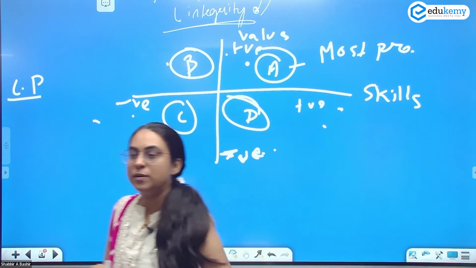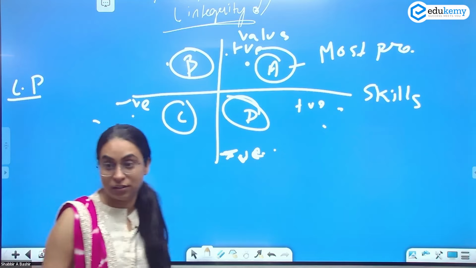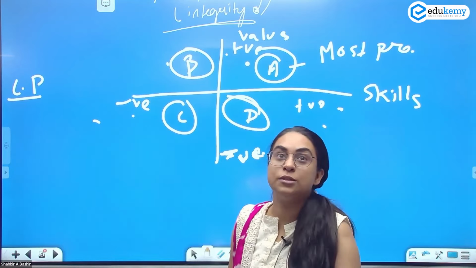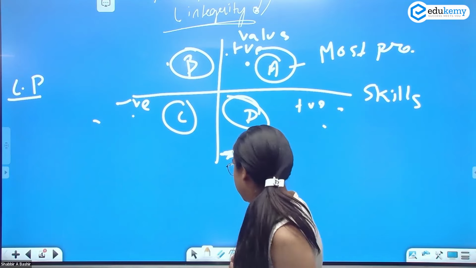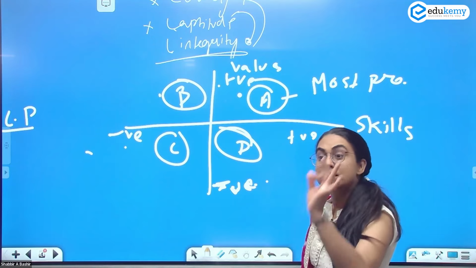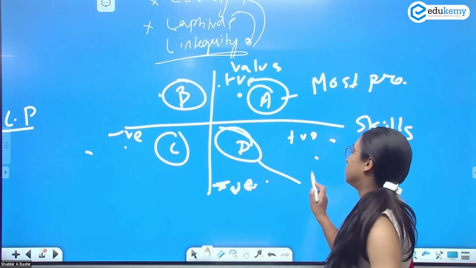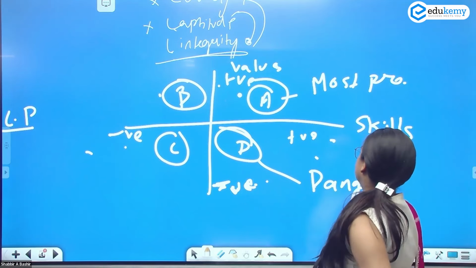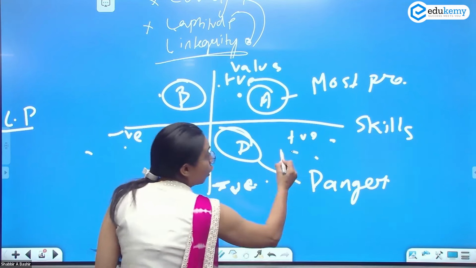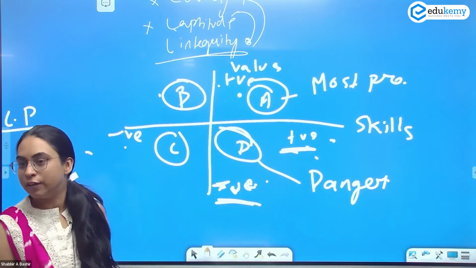Least prefer would be C. ना intelligence है ना values है, ऐसा लग रहा है. The least preferred would be C. What do you think? D would be the least preferred. Or understand, the least preferred would be जिसके पास skill तो है but values नहीं है. क्यों? क्योंकि ये danger है. He has got good skills but he has got negative values.